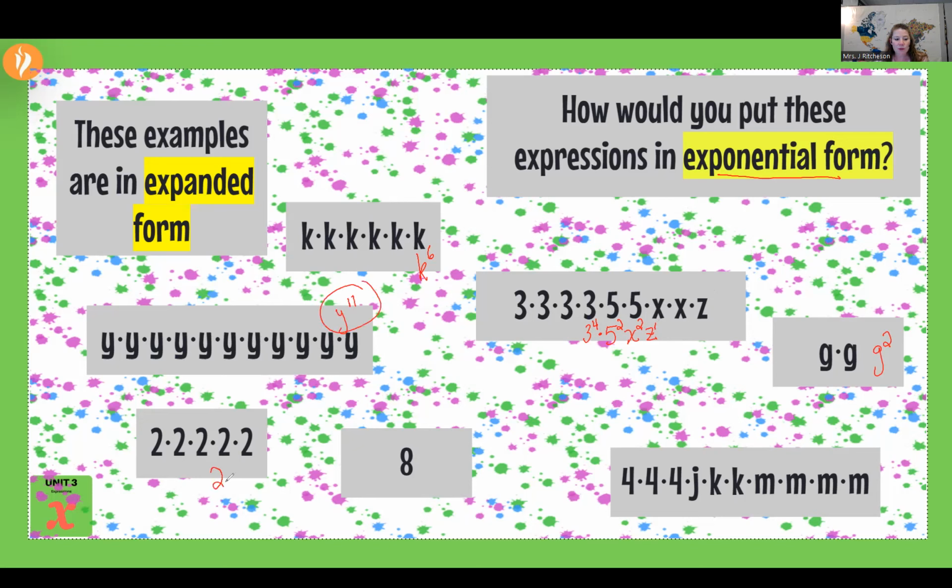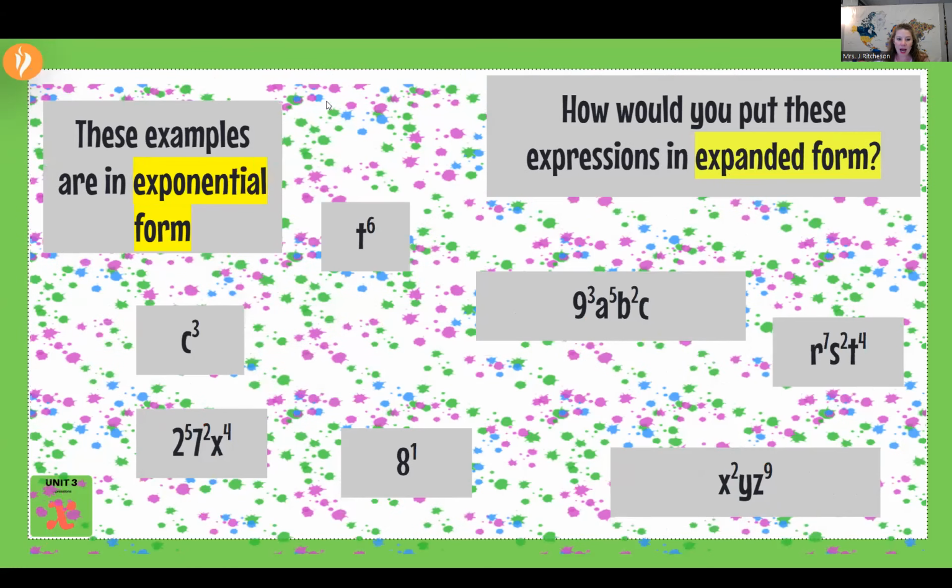Here we have 2 to the 5th power. This would be 8 to the 1st power. And then here we have 4 cubed times j to the 1st power times k squared times m to the 4th power. Did you guys get them all right?